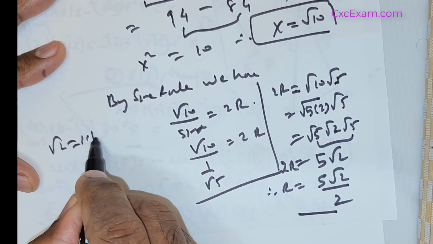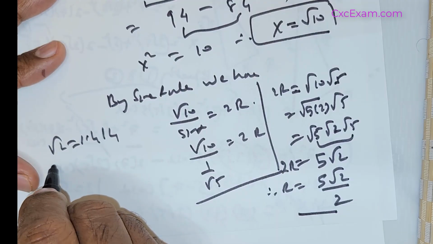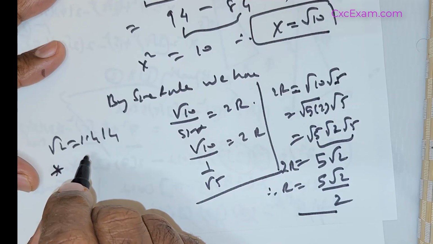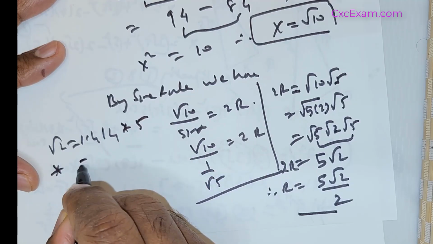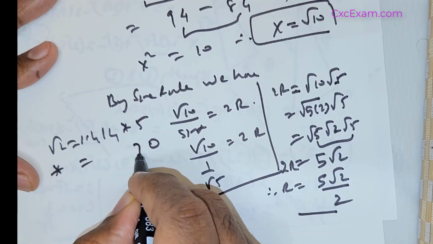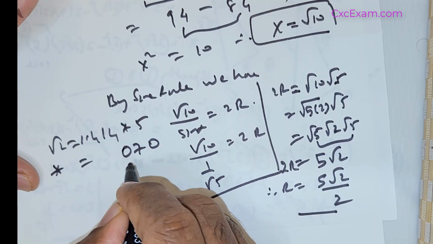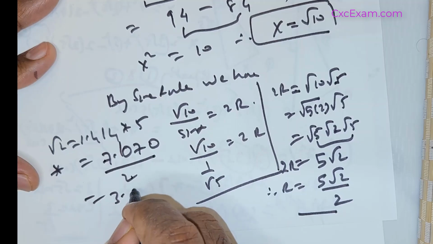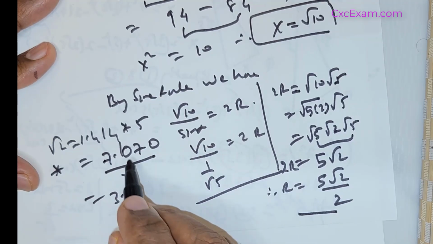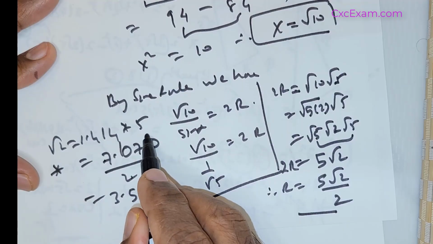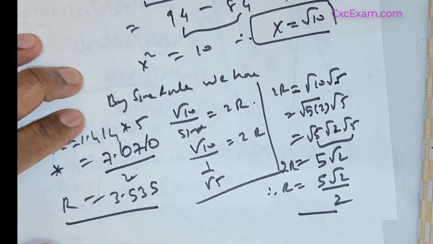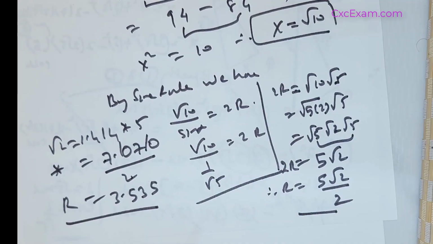But I'm going to take root of 2 as 1.414, right? So if I were to multiply by 5, what do I get? 5 fours are 20, 5 ones are 5, 6, 7. Divided by 2, 2 times 3 is 6, you carry 1, you have a 5 there, 10, and 3, 2 times 3 is 6, you have again a 1, you have a 5 there. So this is the radius, 3.535. Okay, now we have got the radius.